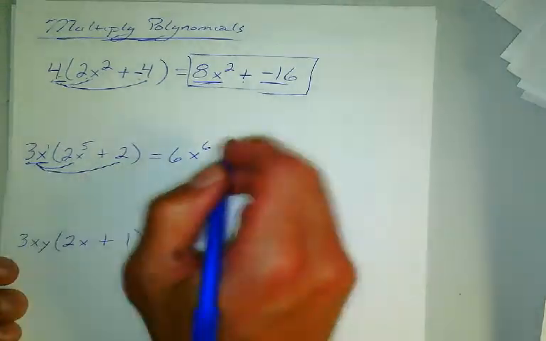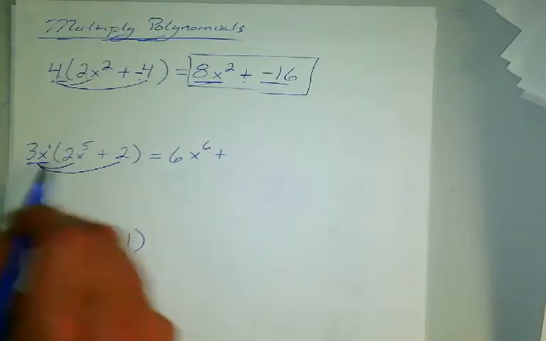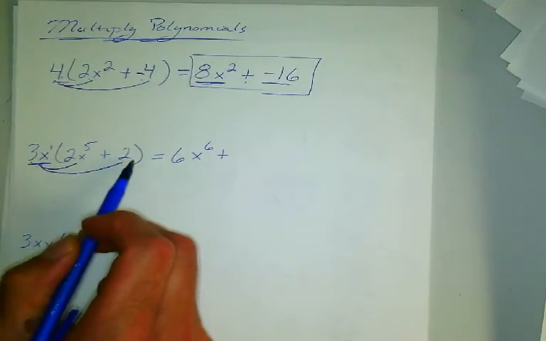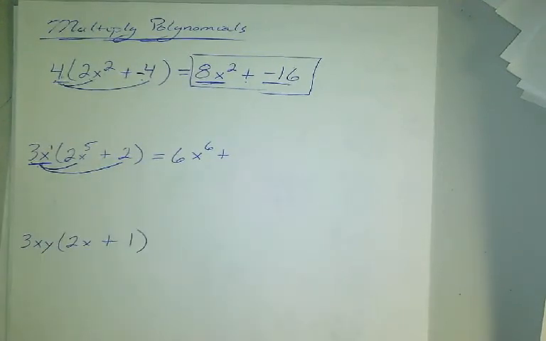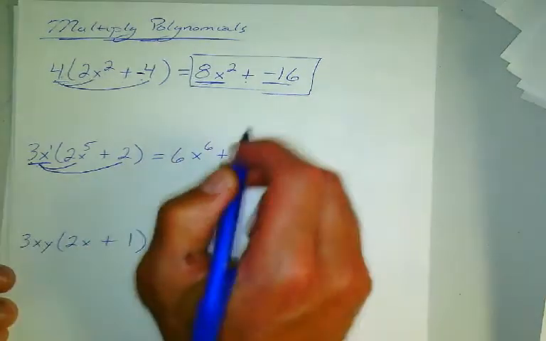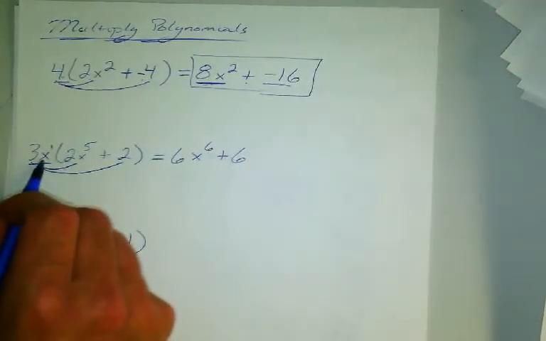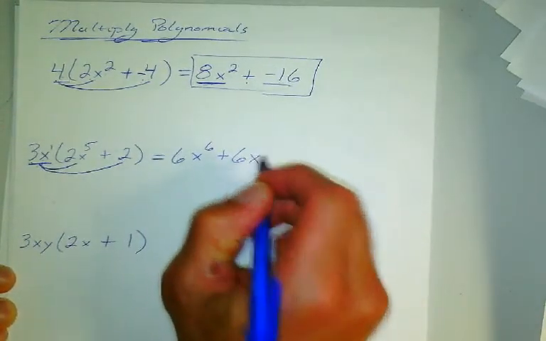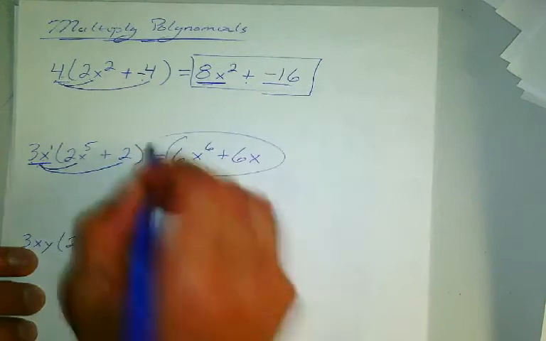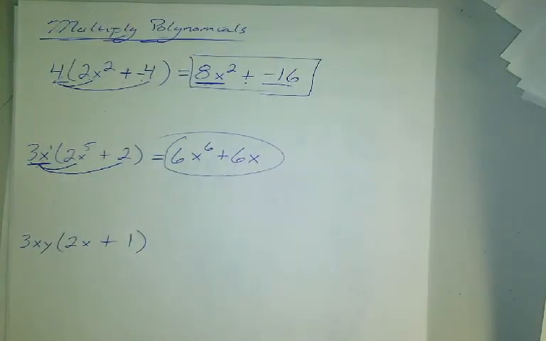Carry over our plus sign. 3x times 2. In this case 2 is a constant, but let's treat it like a coefficient even though it's not. I'm going to do 3 times 2, which is 6. And this x is just going to tag along for the ride. It has to stay there. So my final answer, my simplified expression, is 6x to the 6 plus 6x.